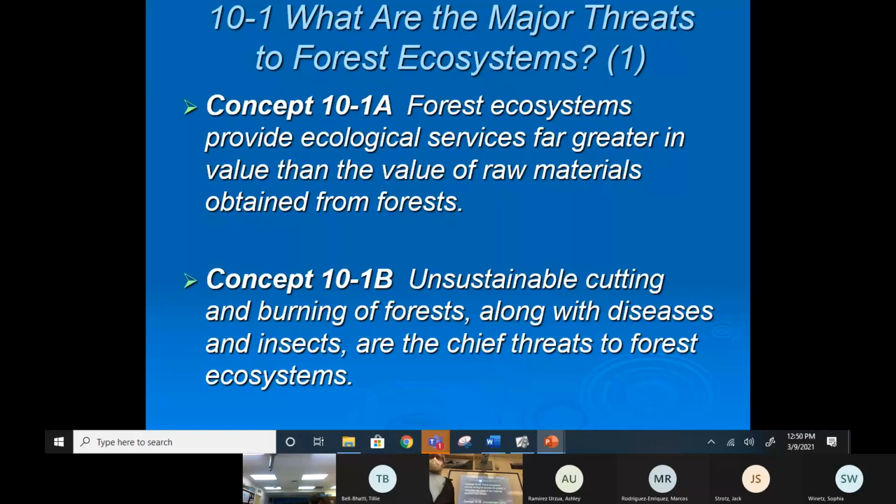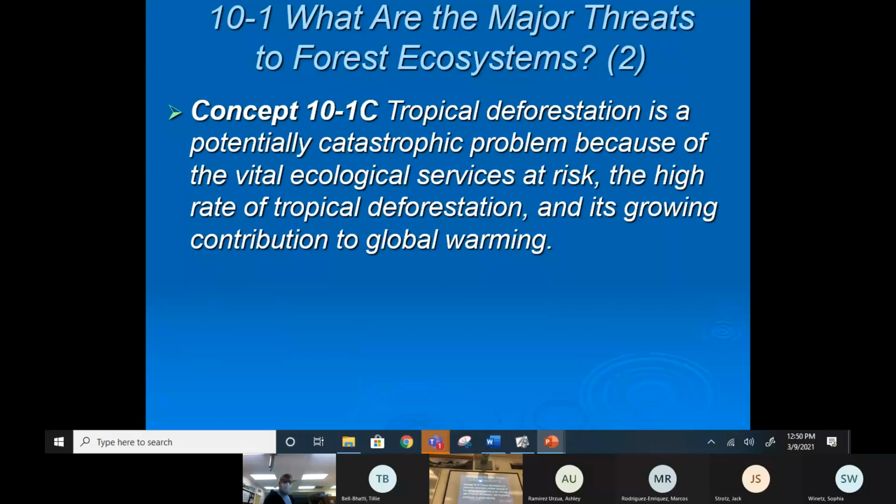Chief threats to the forest include unsustainable cutting and burning and outbreaks of diseases and insects. And then we have this issue specifically of tropical deforestation that we're going to look at. The tropical forests have even greater value intact because the ecological services they provide are irreplaceable.